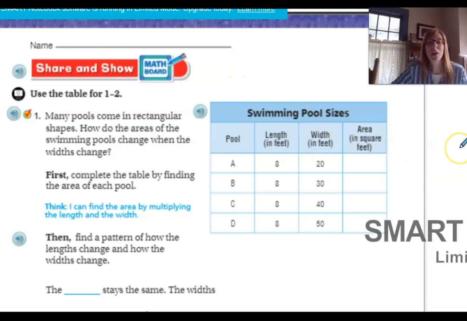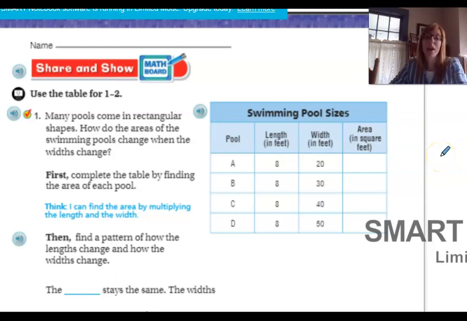Okay, so we're going to look at mini pools that come in rectangular shapes. How do the areas of swimming pools change when the widths change? So we're going to see a pattern, okay? That's what we're looking for today, is patterns. First, complete the table by finding the area of each pool.